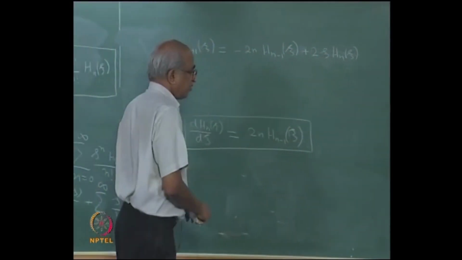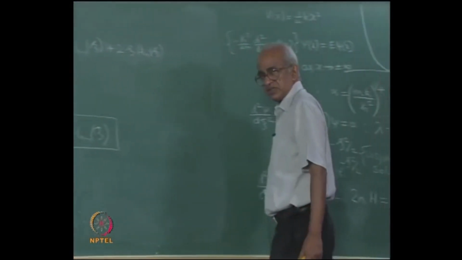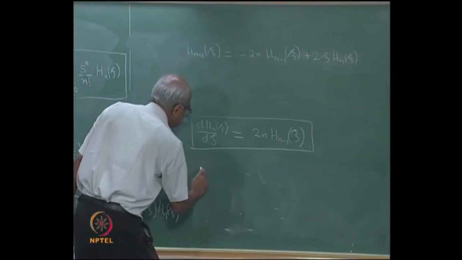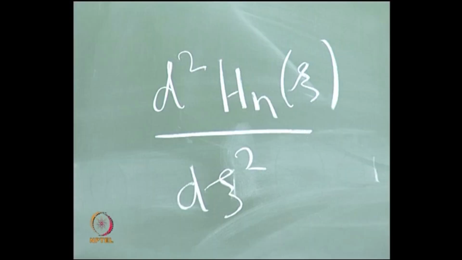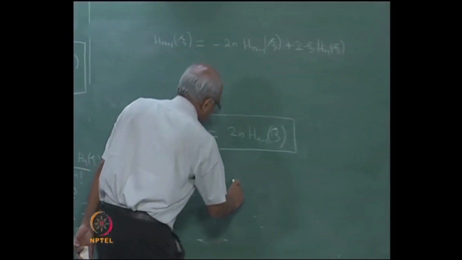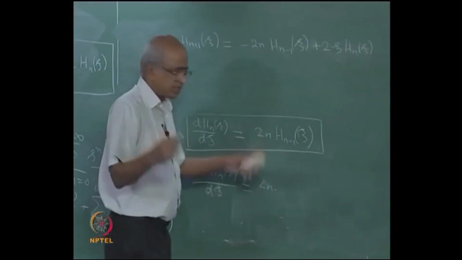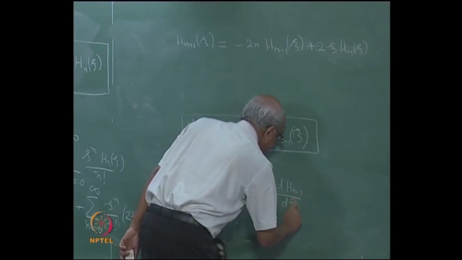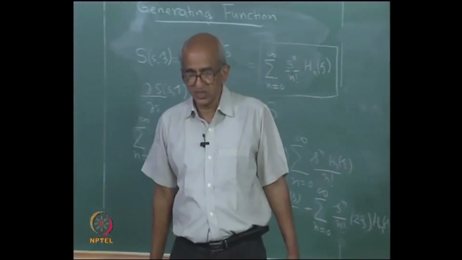So, how will I manipulate them? Obviously, I need the second derivative of hn, because the differential equation has the second derivative of h. So, that means I will differentiate this once more. It will be equal to 2n, n is just a number, dh n minus 1 by dc. If you just differentiate, this is going to be the answer.